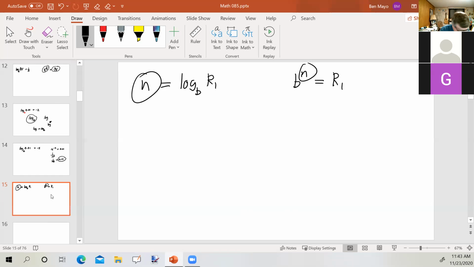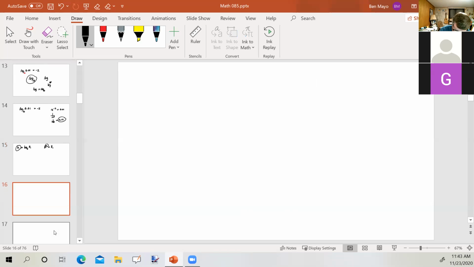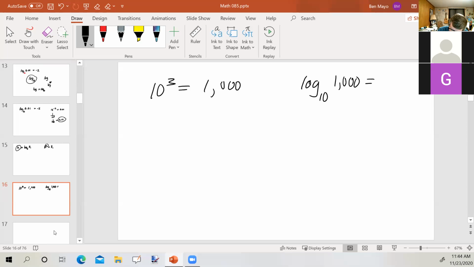All right, let's go the other direction. Let's take this problem, 10 cubed equals 1,000, and let's write that as a logarithmic equation. So log base what? What's the base? 10. 10 of what? 1,000. 1,000 equals 3. Yeah.